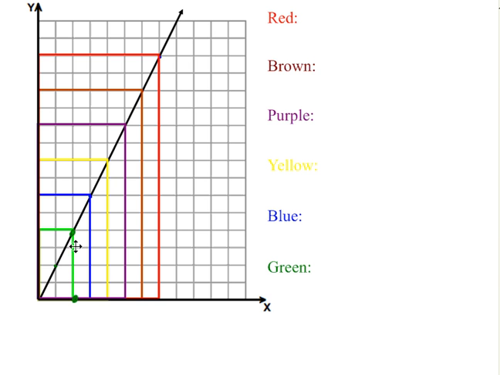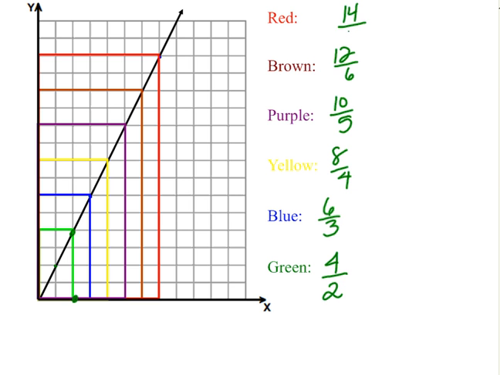We can see that it measures 4 high. So we have a change of 4 boxes. The width is a change of 2, so we have 2 boxes. And we can do this for every single one of these. The blue one would be 6 to 3. The yellow would be 8 to 4. The purple would be 10 to 5. The brown would be 12 to 6. And the red would be 14 to 7.